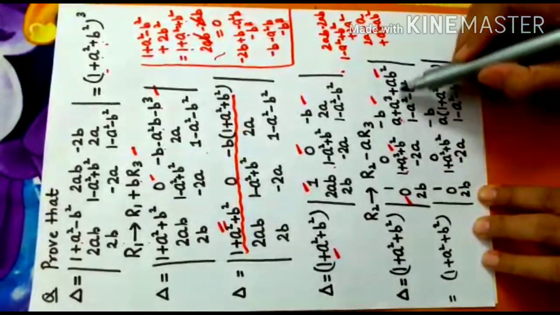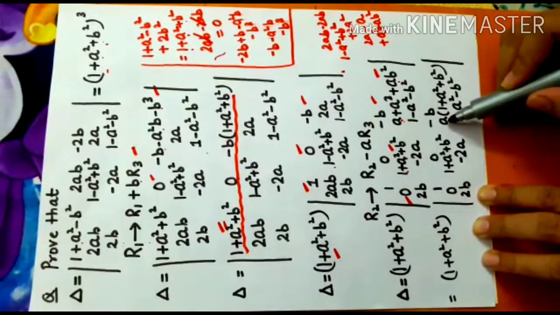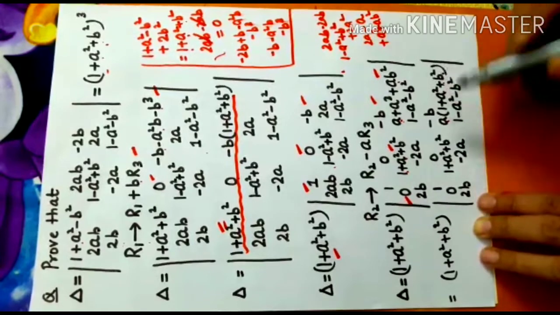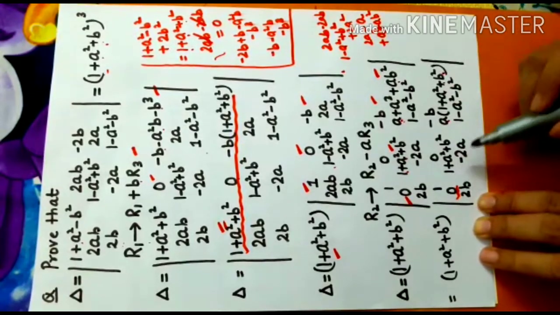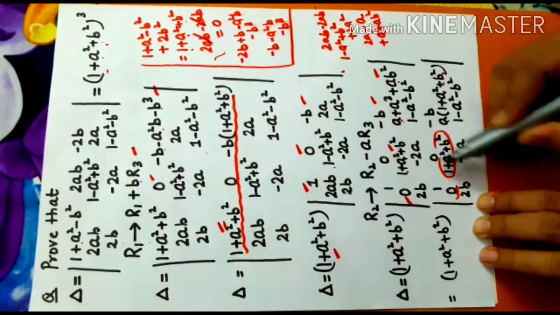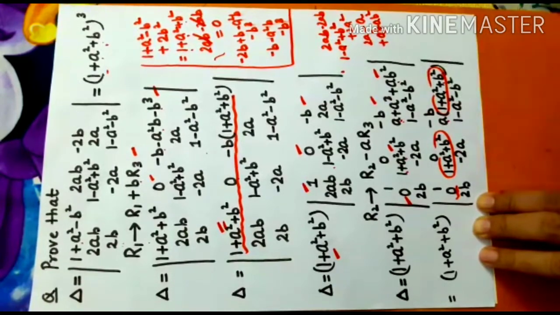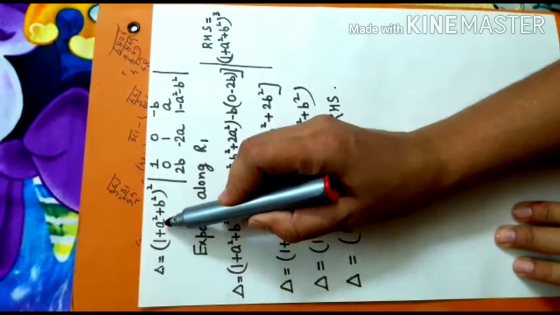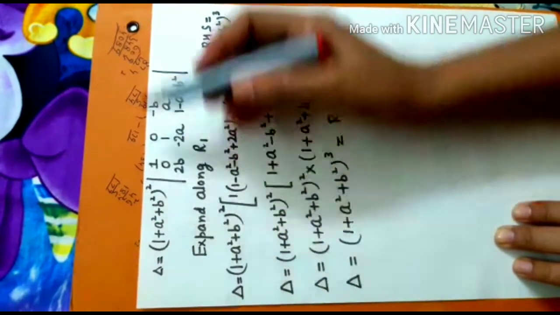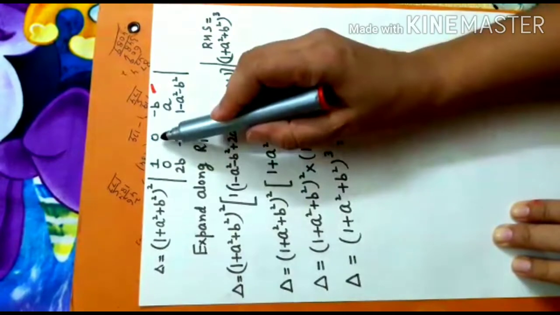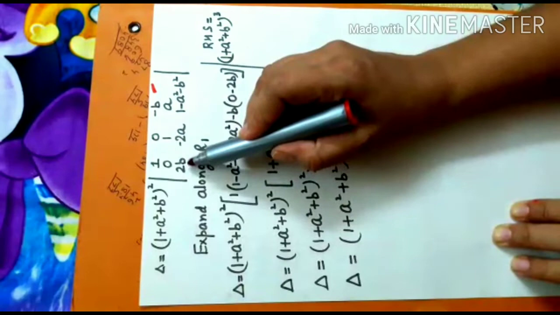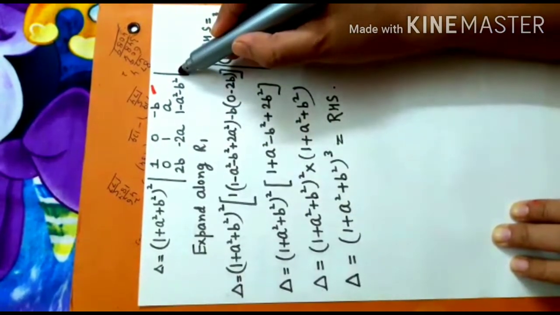Now again from this term I take a common, so I'll be left with a into 1 plus a square plus b square. Now you can see from the second row I can take out this vector common. So after taking the common vector, here I'll get 1 plus a square plus b square whole square. First row will be 1, 0, minus b. Second row will be 0, 1, a. Third row is 2b, minus 2a, 1 minus a square minus b square.